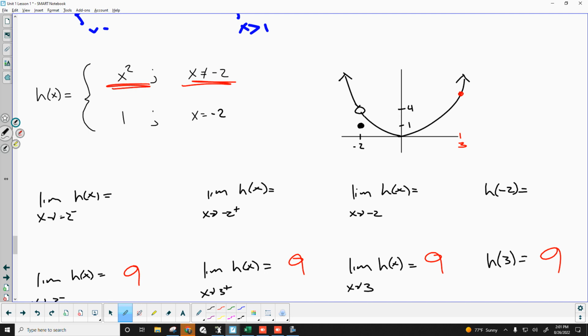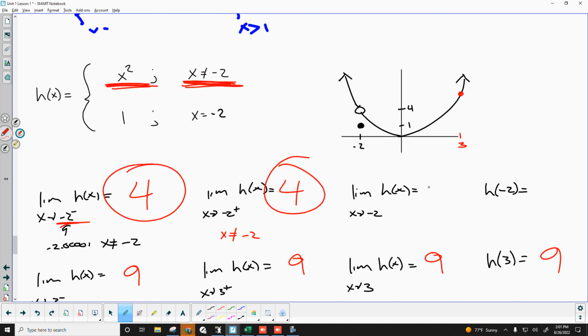So, ready? Negative 2 to the left. It's not negative 2. It's a little bit less than negative 2. It's really, really close to it. Since it's not negative 2, I can plug it in here. I will plug it in there. And I'll get 4. This is not negative 2. Very close to it though. But since it's not, I can plug it in here. And I also get 4. Since this number and this number are the same, that's what the limit is.